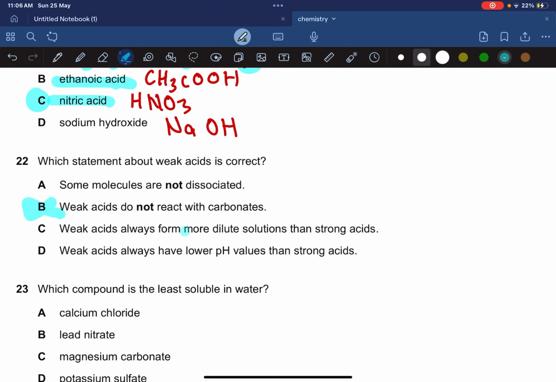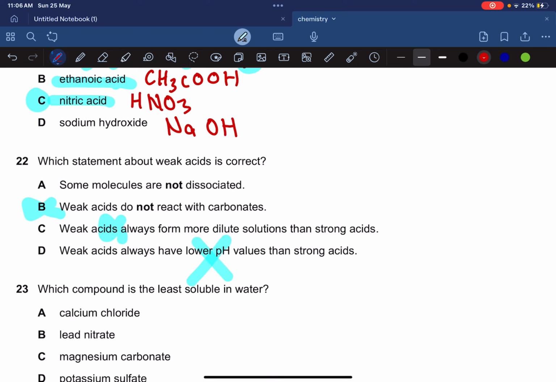Weak acids always form more dilute solutions than strong acids. No, that's incorrect, because if you take less water, you're going to form a concentrated solution. Weak acids always have lower pH values? No, they have higher pH values.